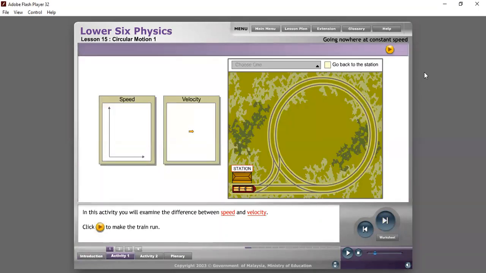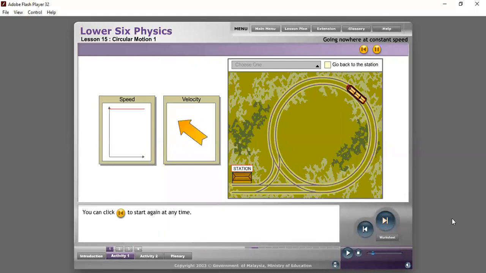In this activity, you will examine the difference between speed and velocity. Click play to make the train run. You can click the reverse button to start again at any time.